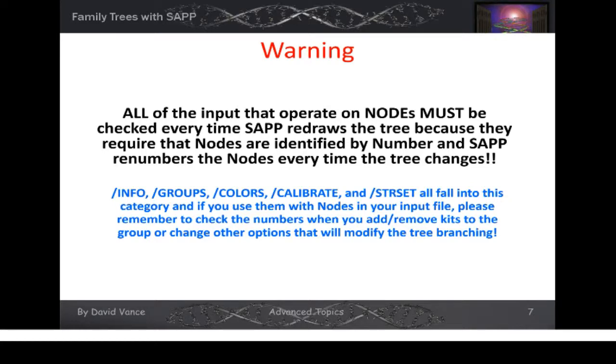But a warning is that all of the input that operates on nodes has to be double checked if you change assumptions or if SAPP ever redraws the tree, because it will automatically number the nodes. And if you refer to them by number, if it's changed the drawing of the tree, the number may refer to a completely different node than what you intend after SAPP changes how the tree is drawn.